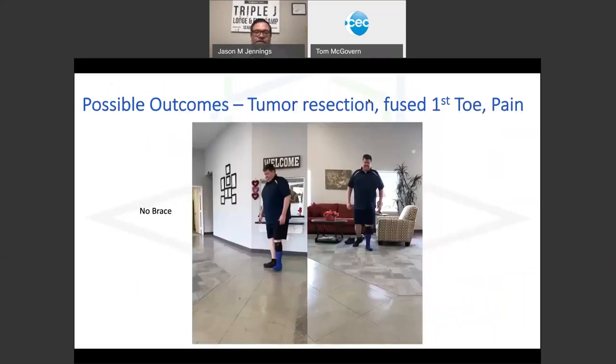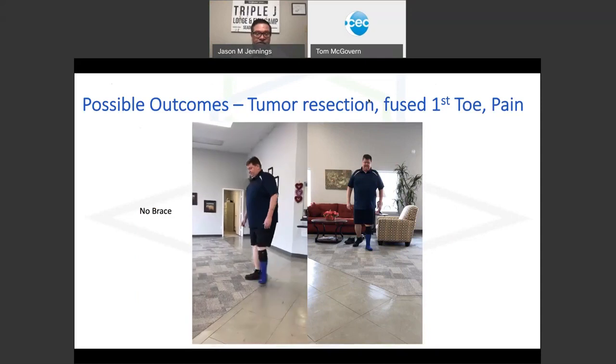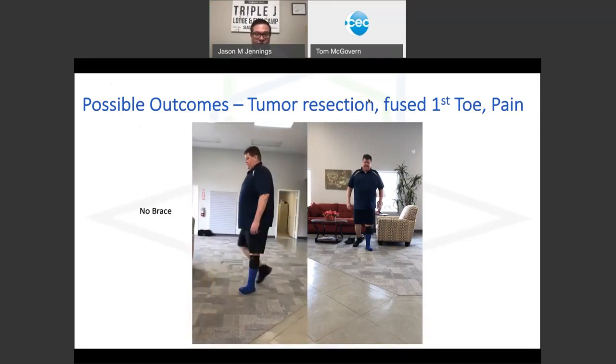This man had a tumor resection. He has a fused first toe. He's in a lot of foot and ankle pain. He doesn't have very much range of motion at the ankle. And he came into us basically because he wanted to walk better and try to eliminate or reduce his pain. So you can see he walks very gingerly. He doesn't really roll through his foot.